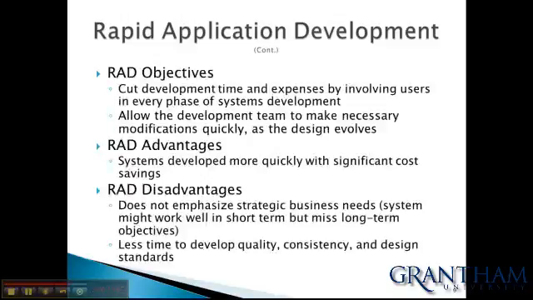Some objectives of RAD are to cut development time and expenses by involving the users in every phase of system development. You want to allow the development team to make necessary modifications quickly as the design evolves. Some advantages are that systems are developed more effectively and quickly, with significant cost savings. Some disadvantages are that it does not emphasize strategic business needs, and the system might work well in the short term but miss long-term objectives. There is also less time to develop quality, consistency, and design standards.